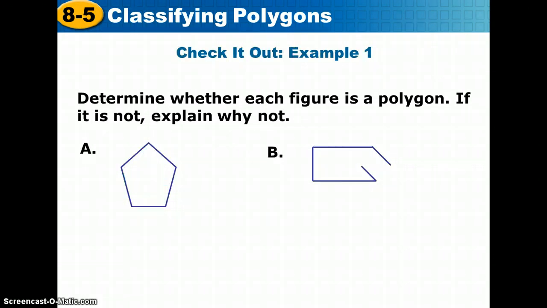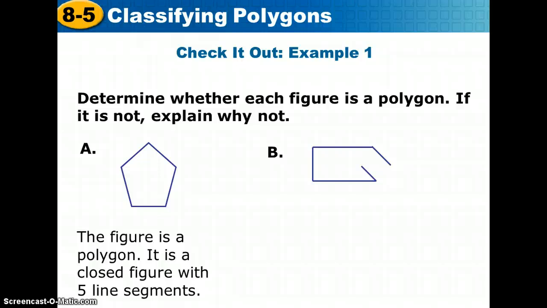Let's see if these are polygons. Let's pause, and then you write yes or no, and if it's no, you have to tell me why. Pause now. All right, we're back. Is A a polygon? It is a polygon. It is closed. It has 5 line segments.